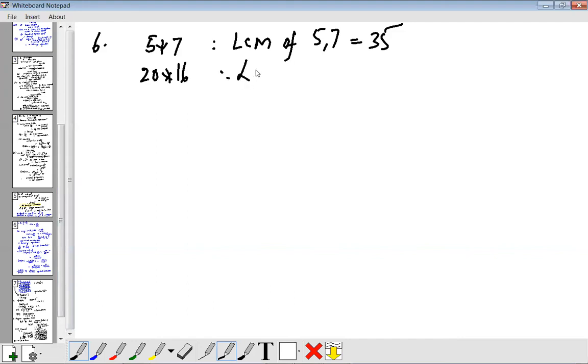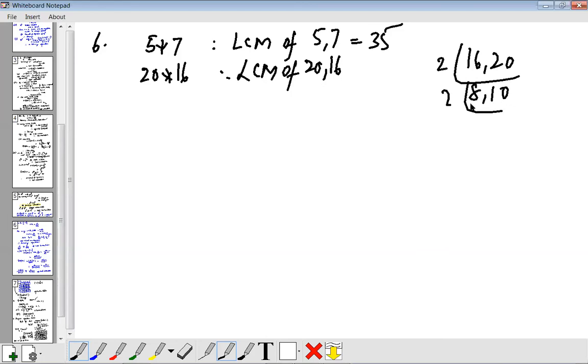Second one, 20 star 16, the LCM of 20 and 16. Now don't multiply them. This is what you do, right? 16, 20. This is how we will be doing. 2 8s are 16, 2 10s are 20. Then 2 4s are 8, 5s are 20. So 5 4s are 20, 2 2s are 4, 4 2s are 8, 80. That's the LCM.